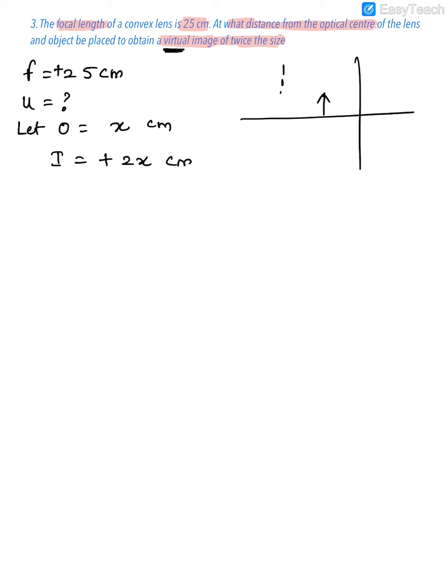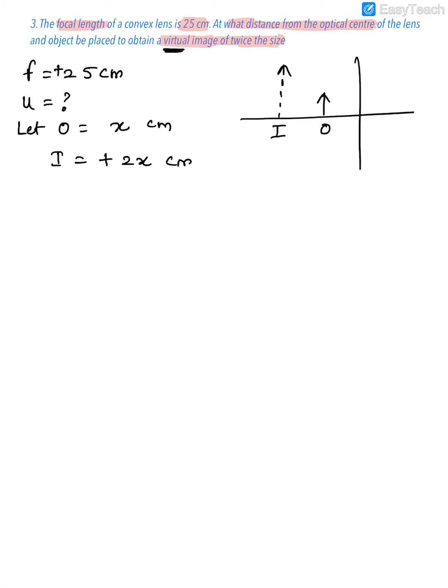So what do you do? Let your object size be equal to X centimeter. So your image will be twice, so 2X centimeter. But they say it's a virtual image. Remember, virtual image will be positive, because it will be an erect image, right? Look here. If the object is placed here, your virtual image will be formed behind it. So that's your O and that's your I.